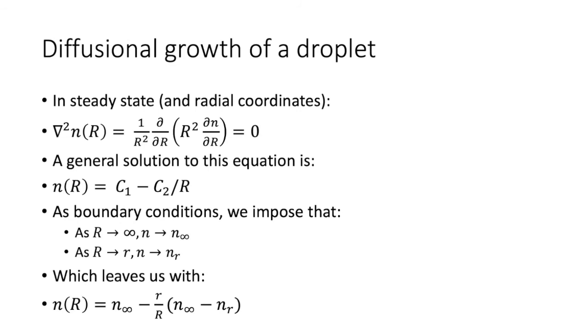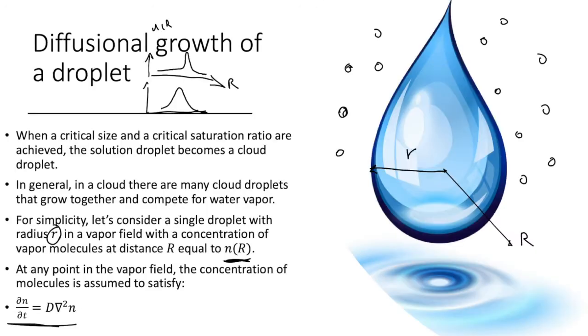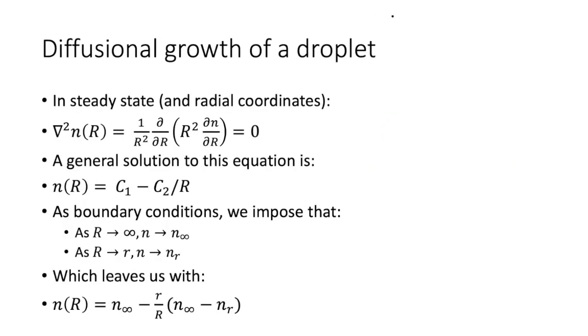Okay, we will also assume that we are in steady state. So I'm just going to report this equation on the next slide. So dN over dt equals D times the gradient of n. Excuse me, not the gradient. That was a bad mistake. I meant the Laplacian of n.